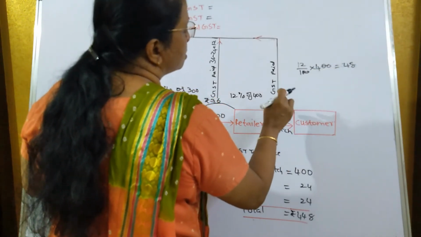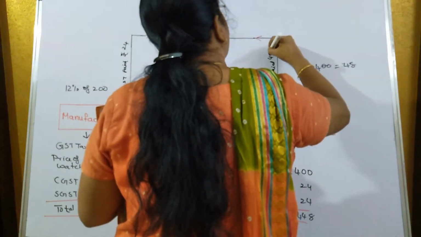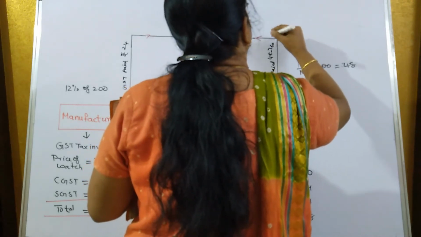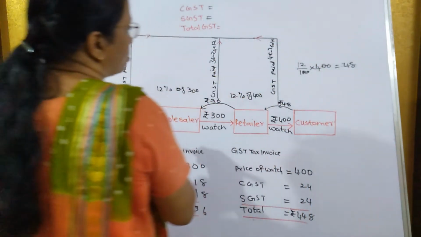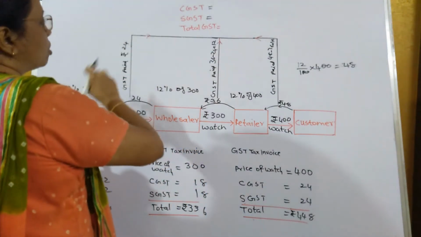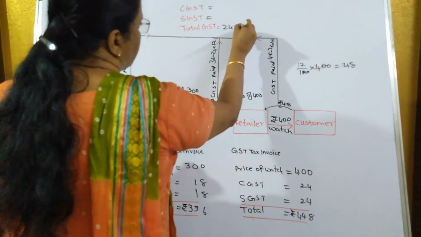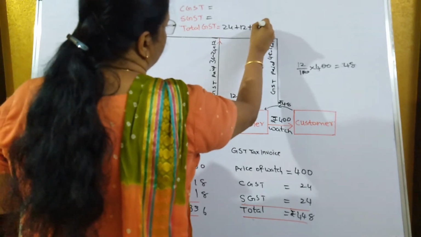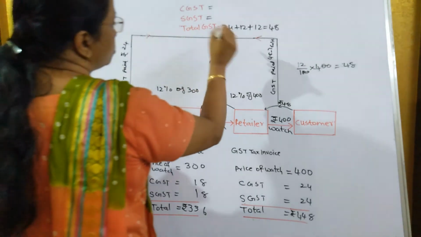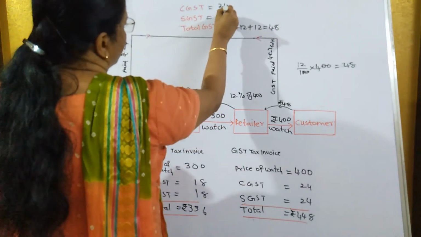But out of this 48 rupees, 36 is already paid. So 48 minus 36, that is equal to how much? 12 rupees. So total GST paid to the government is how much? 24 plus 12 plus 12, that's equal to 48. So total GST paid will be rupees 48. Out of this 48, 24 will go to the CGST and 24 will go to the SGST.